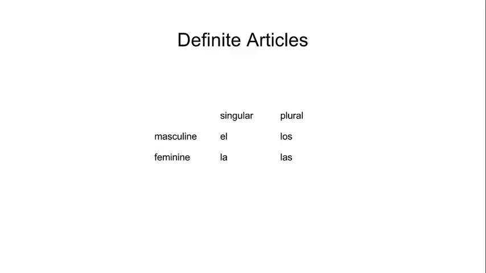So definite articles in Spanish are a lot different than in English. In English, you would use the regardless of how many you had. It would be the cat or the cats. Spanish, it's a lot different. In Spanish, there are 4 different definite articles, and it varies depending on whether it's a masculine or feminine noun and whether it's singular or plural. Let's look at some examples.